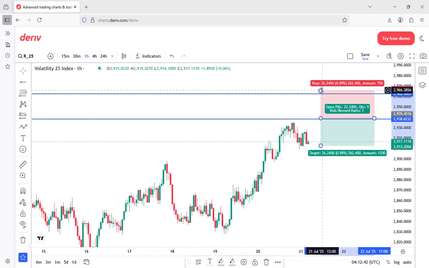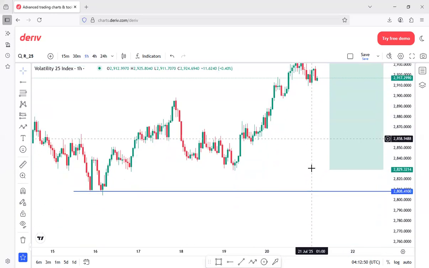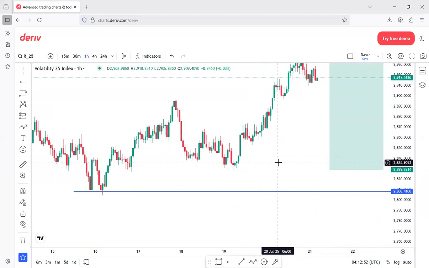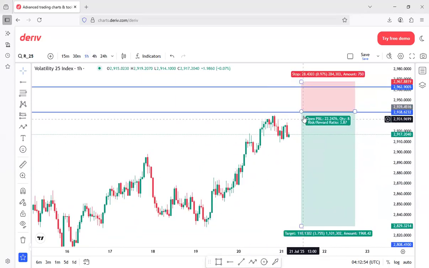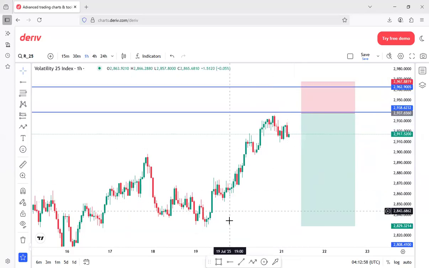Wait for confirmations, your stop loss always above, and then you target this next low. Targeting this next low is about a 3 risk reward ratio. So even targeting that next low, this is it. Wait for your confirmations, and then you target that next low.